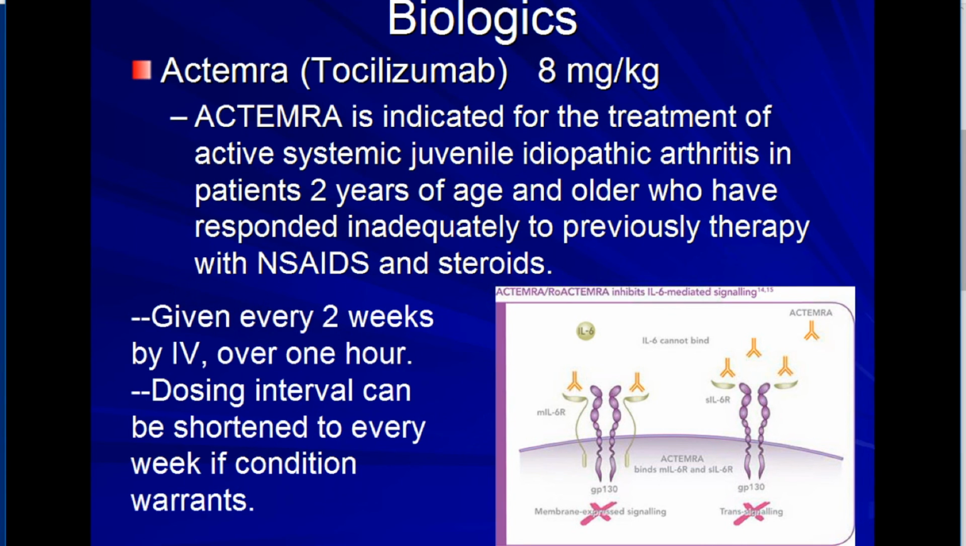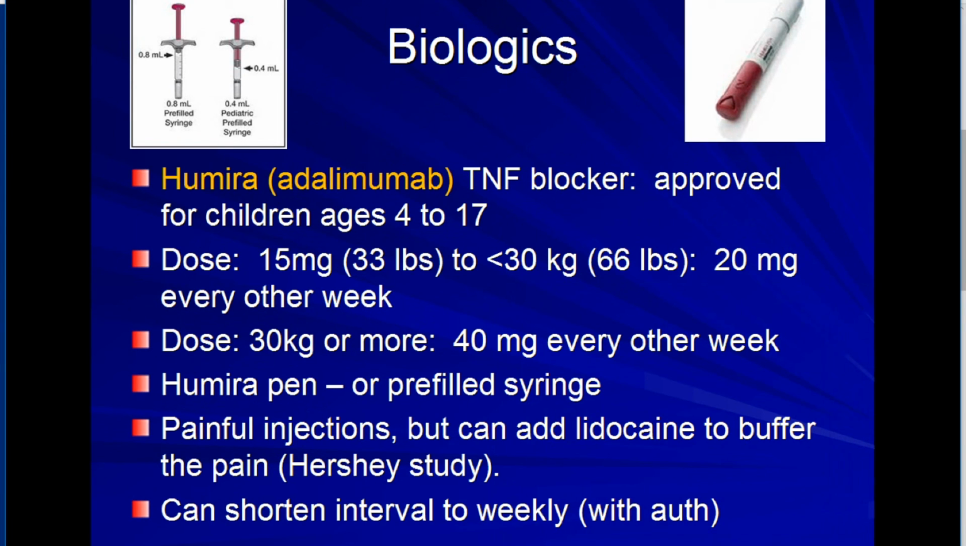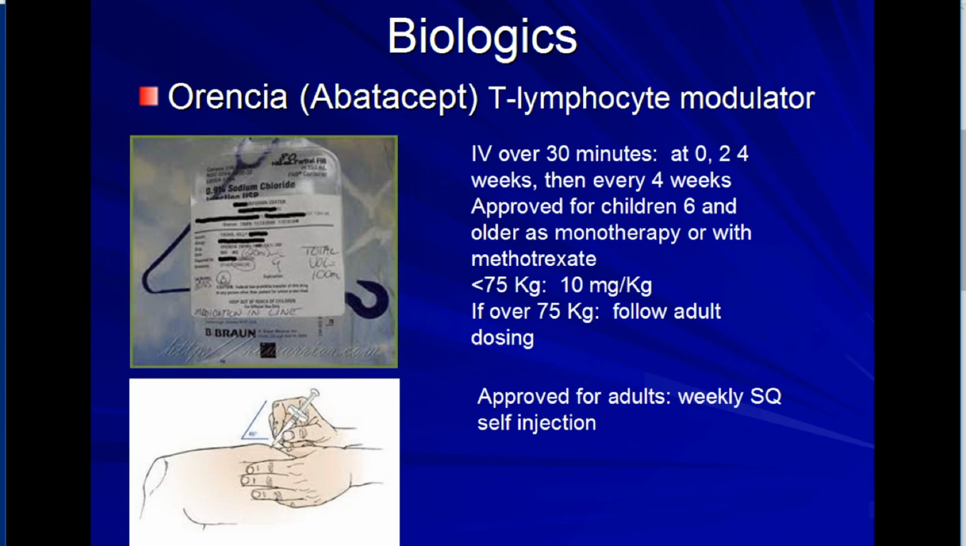So Actemra, everything ends in the same letters now. Active systemic juvenile idiopathic arthritis, 2 years of age and older, who are not responding to other treatments. So every 2 weeks IV over 1 hour. They come in for an infusion, and that's not bad. Come in once every 2 weeks for an infusion, and your symptoms improve. So Humira, the TNF blocker, over age 4. There's a pen, a painful injection, but you can add lidocaine, and you can also do it weekly if you want. And Orencia is an IV infusion over 30 minutes, and in adults you can also do a sub-Q self-injection if you want.